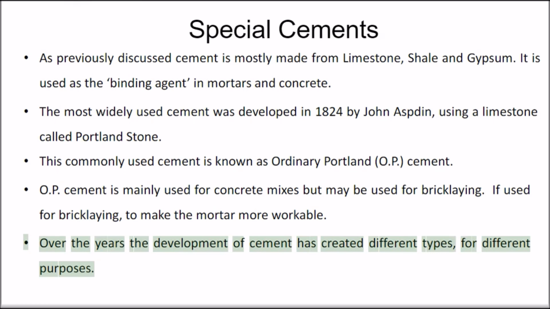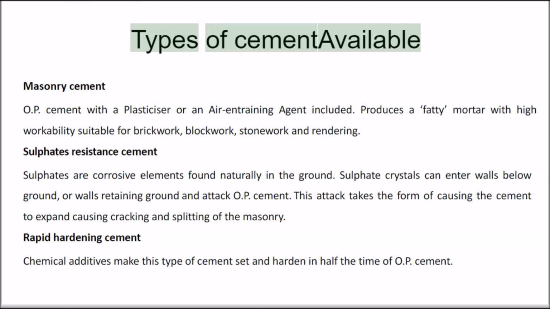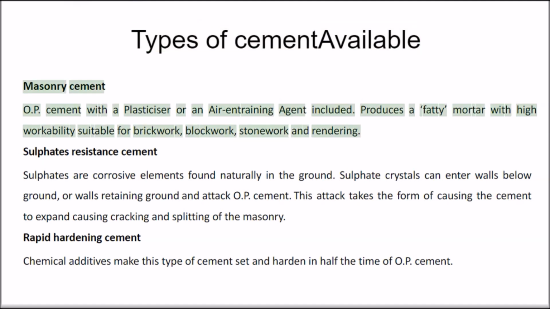Over the years, the development of cement has created different types for different purposes. Types of cement available. Masonry cement: OP cement with a plasticizer or an air entraining agent included. Produces a fatty mortar with high workability suitable for brickwork, blockwork, stonework and rendering.